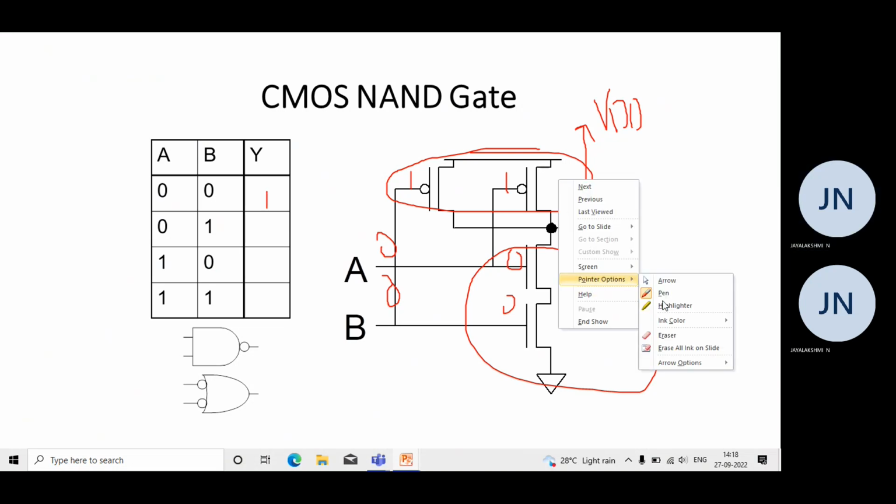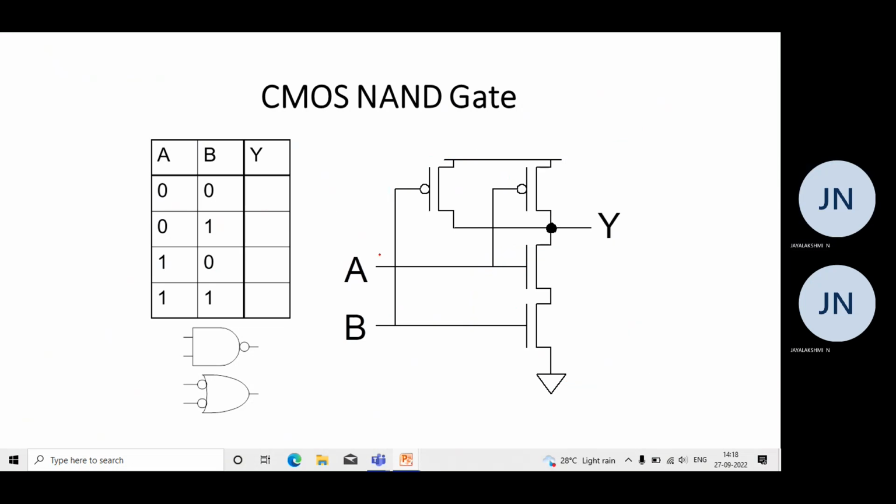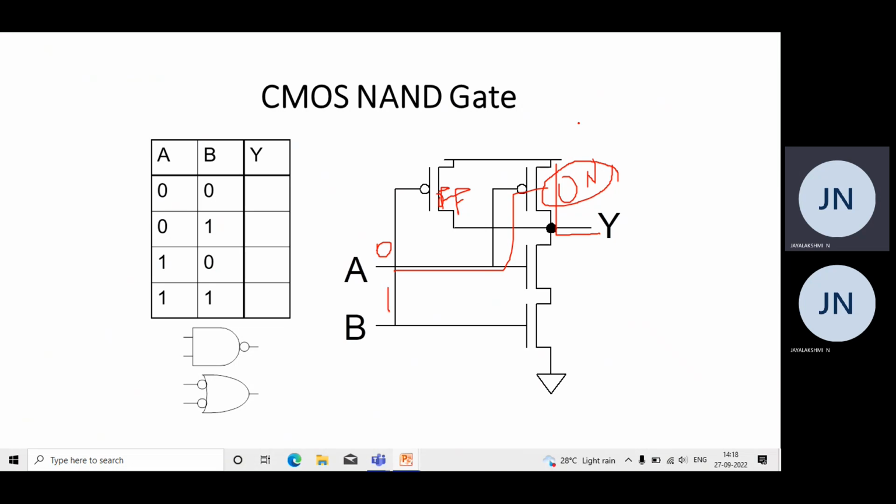Next, when you are giving the input as 0 and 1, at that time this transistor should be on and this transistor should be off. If any one of the transistors is on, the output Y is pulled to VDD, so the final output is also 1.